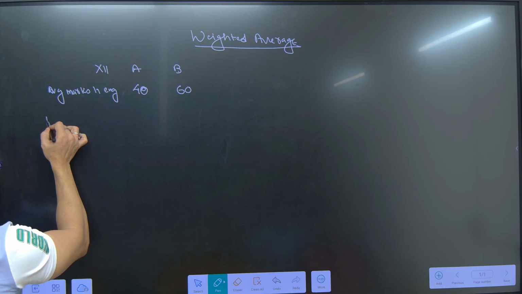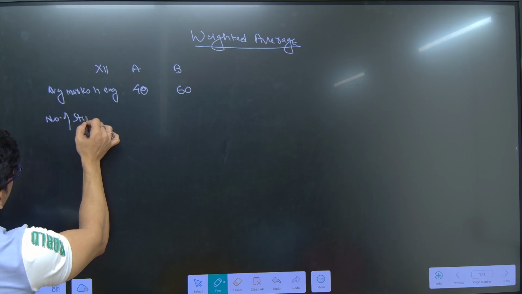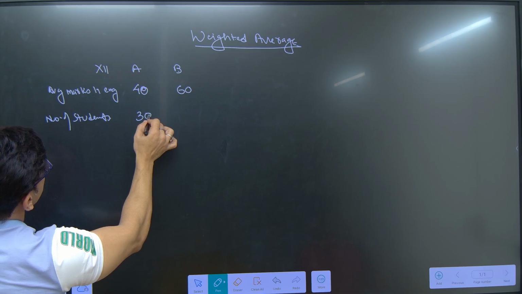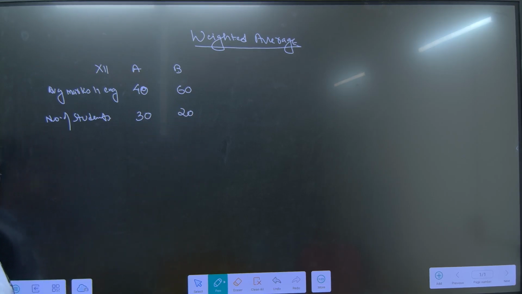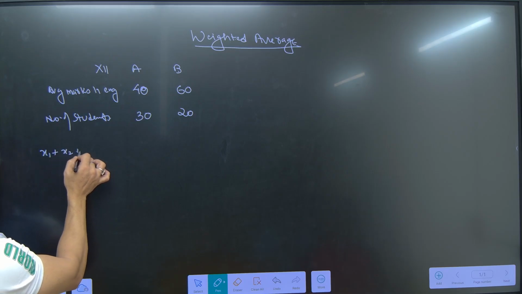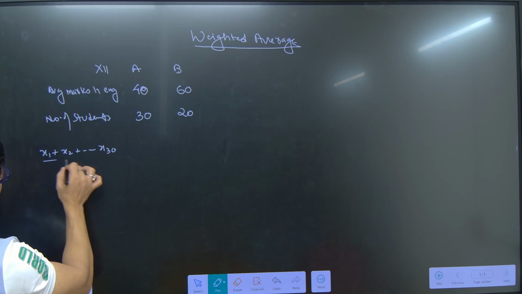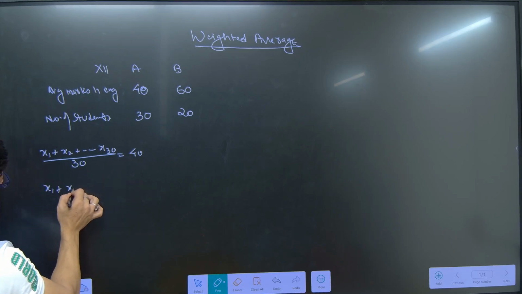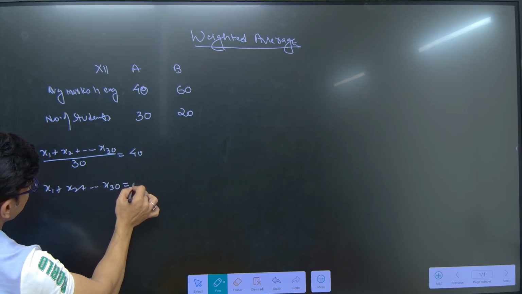Further, it is given that number of students, let's say 30 here and 20 here. We have 30 students in section A and 20 in section B. What will happen to the average of the entire class? So first, again, conventional method. Section A has 30 students, so x1 plus x2 plus ... plus x30 divided by 30, and the average is 40. So this will give you x1 plus x2 plus ... plus x30, how much? 1200.